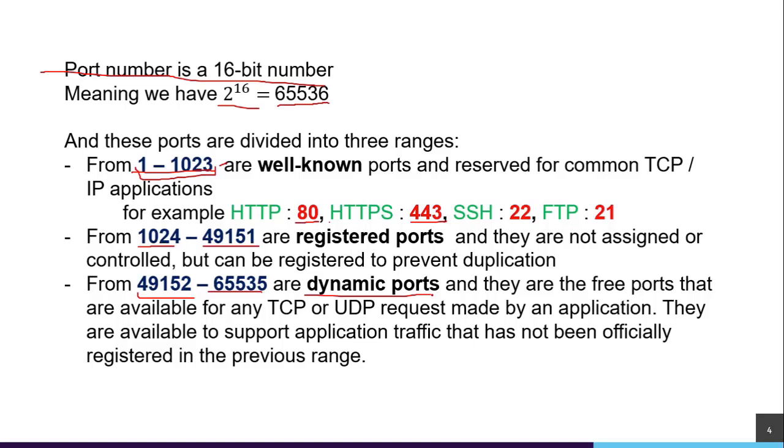So for example, you're testing an application on your server and you're afraid that you could collide with a port that's already been registered for a well-known application service. Then in this range, you can choose any port, and those ports are free to use.